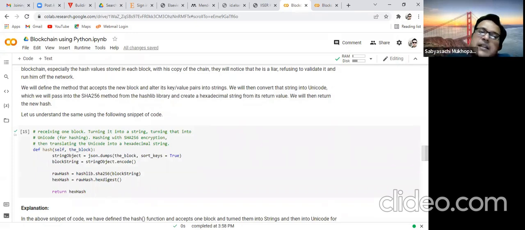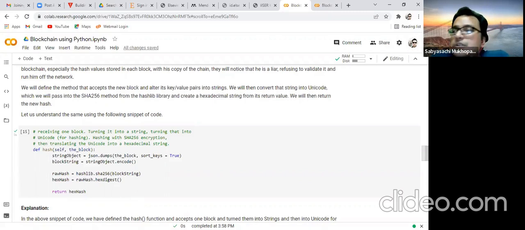So what we will do is define a method that accepts the new block and alters the key value pairs into strings, and we'll convert the strings into Unicode, which will pass to the SHA-256 method from the hashlib library and create a new hexadecimal string from those values. Then we'll return a particular new hash there. Let us try to understand the same thing using some snippet of the code. Here we are receiving one block, turning it into a string, and then turning it into Unicode. Because we are using SHA-256 encryption, we convert the block into a string, and then we convert the string into Unicode for hashing purposes.